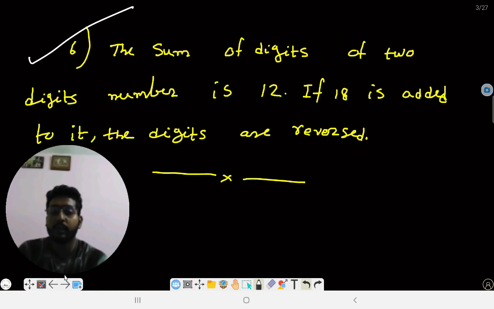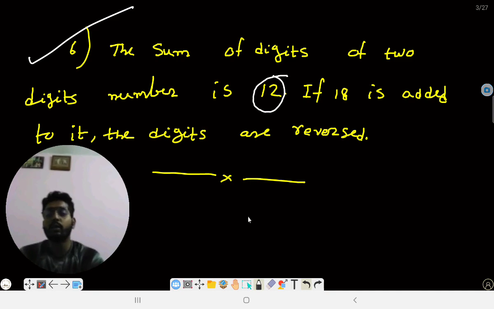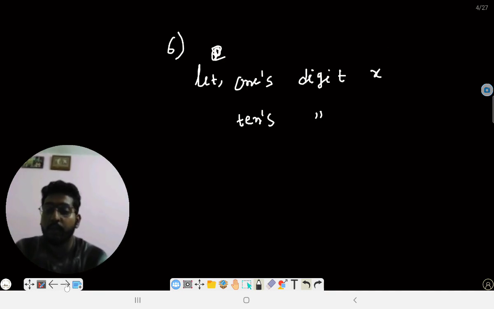So in the question it is given the sum of the digits of a two-digit number is 12. That means if the ones digit is x, the tens digit will be 12 minus x. So first find the number. What will be the number? The formula is 10 into tens.